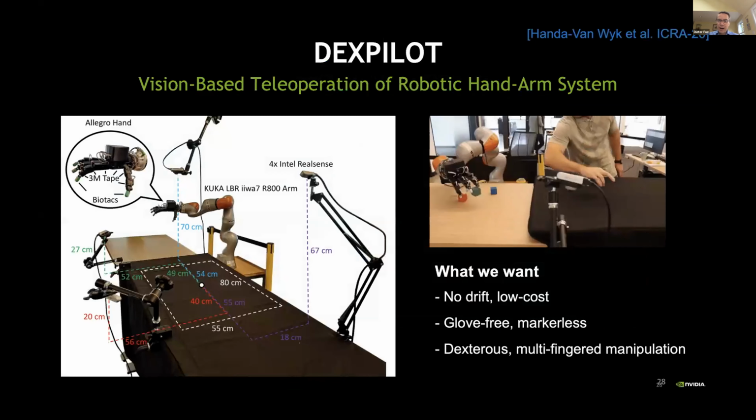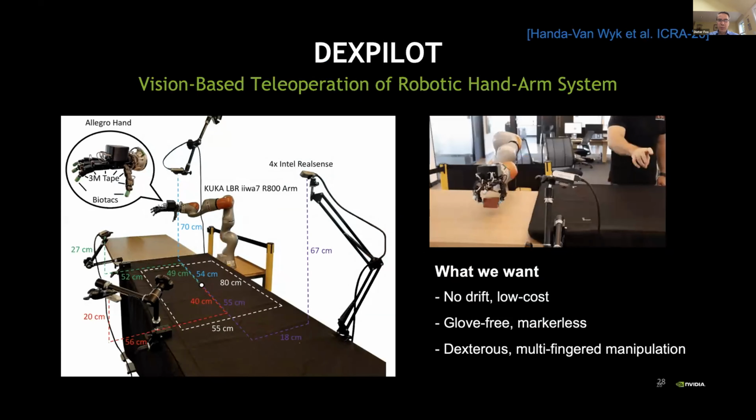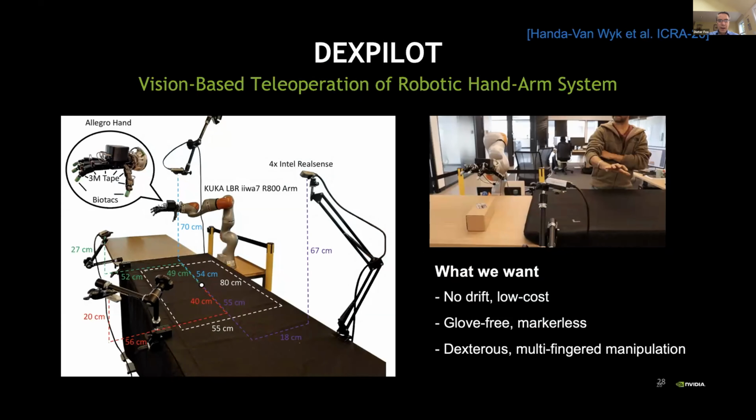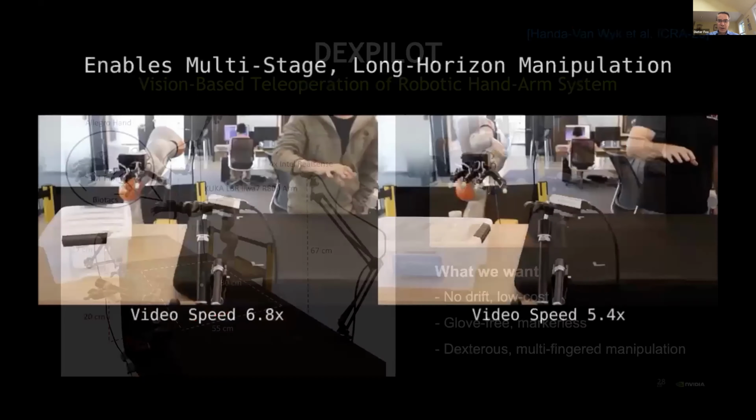Another thing I want to highlight is how good people are at manipulating things without any kind of touch sensing. Here we built a system called DexPilot, which will also be published at ICRA, where we're tracking the human hand to remote control the Allegro hand. Let me show you an example.